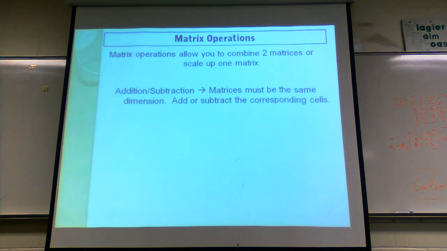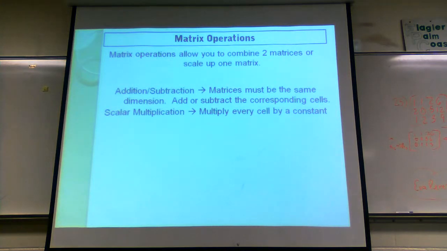Okay? And when I say corresponding cell, the cell would mean like first row, second column. That's one cell. Third row, fourth column, whatever. That's a cell. All right? So adding and subtracting would be a pretty easy one. Scalar multiplication is another one that's pretty basic.